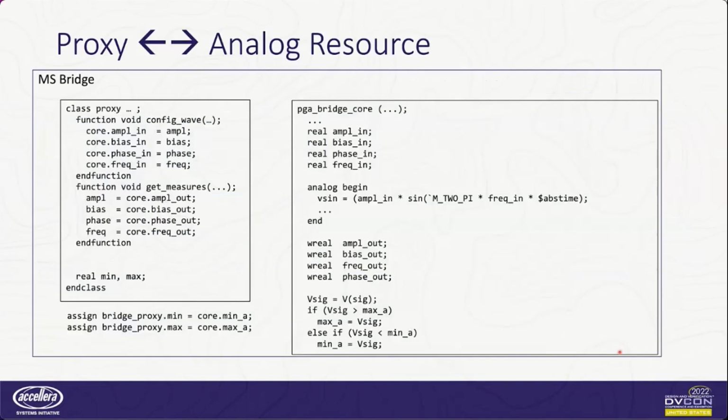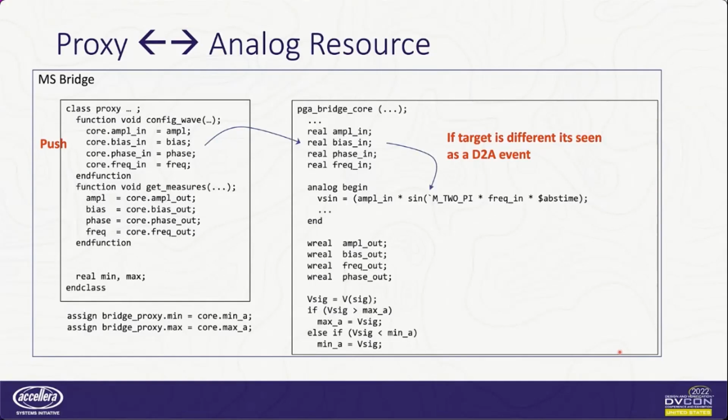So here's the full implementation. We have our class proxy that defines our two functions, config wave and get measures. And here the driver will call config wave to pass in the amplitude, bias, phase, and frequency. And then those values will then be passed into the core, or our analog resource.